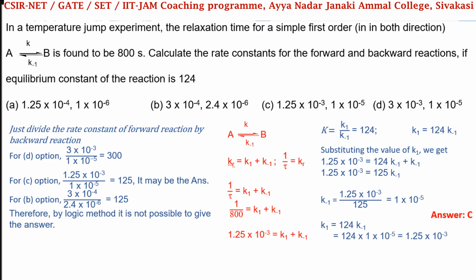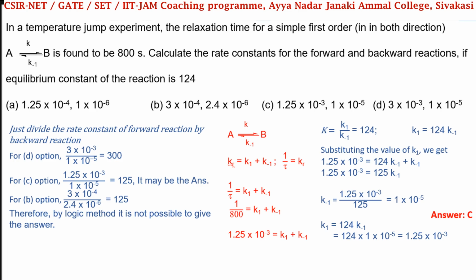This is equal to 1.25 into 10 power minus 3 equal to K1 plus K inverse 1. We have first to find out the one equation. There is another relation necessary, that is obtained from K. K is equal to forward reaction constant by backward reaction constant. K equal to 124. Therefore, K1 is equal to 124 into K inverse 1.